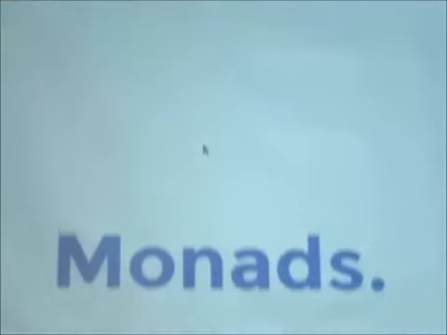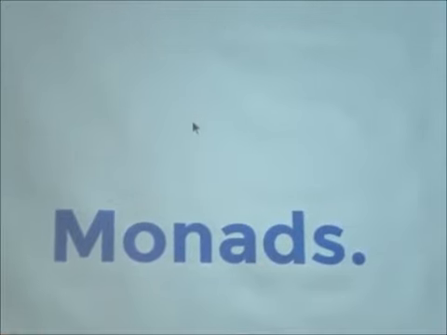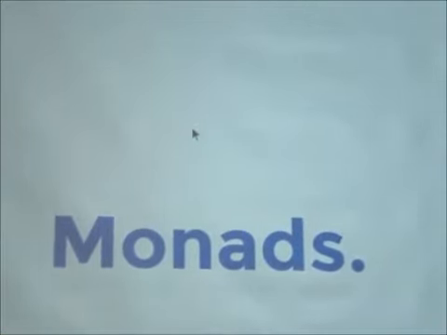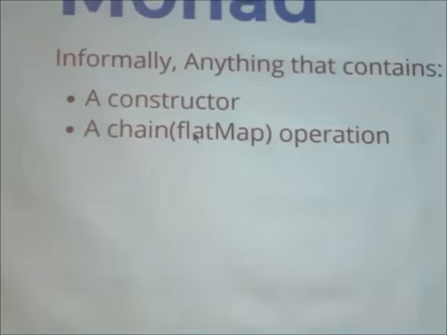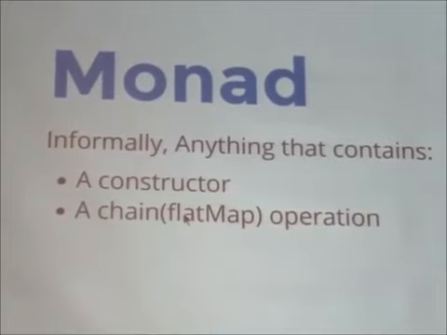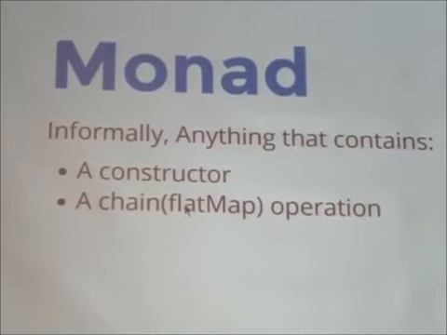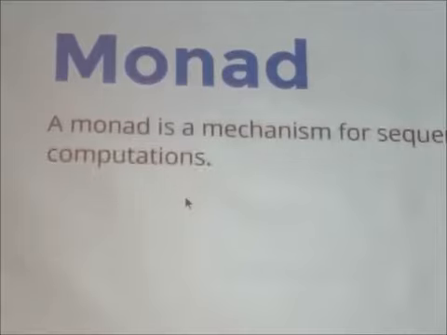In functional programming, this type of result object is called a monad. And what really is a monad? Informally, you can say that a monad is any object or any abstraction that has a constructor to wrap values with and a chain operation, which is normally called flat map. But again, this is very abstract. What really does it mean, right?